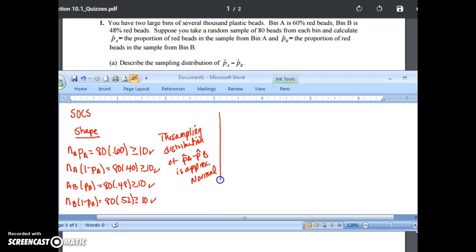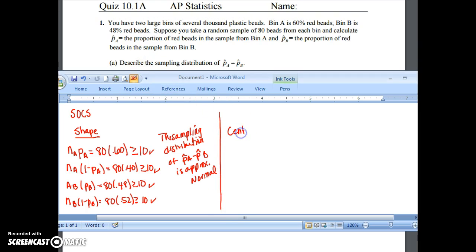The next one is to do our center. Again, our center is pretty straightforward. If you want to know the mean of p hat A minus p hat B, then you're just taking the parameters. Again, that would be 60% were red out of bin A and 48% were red out of bin B, and you're just subtracting them. So the center, or the mean, is written this way: the mean is 12%. There is a 12% difference.